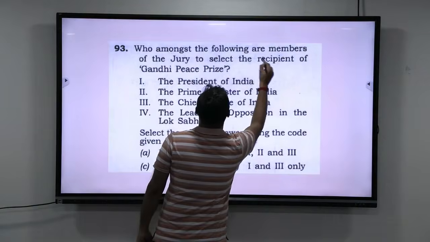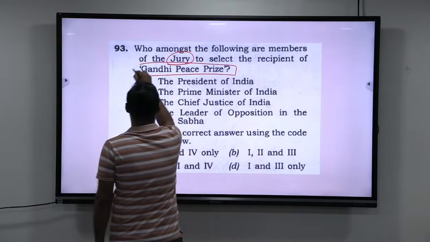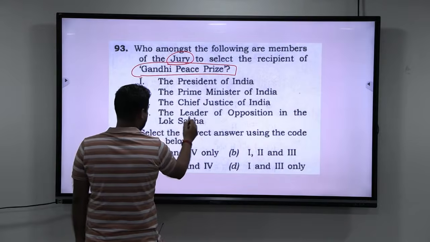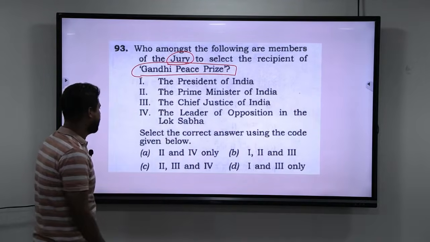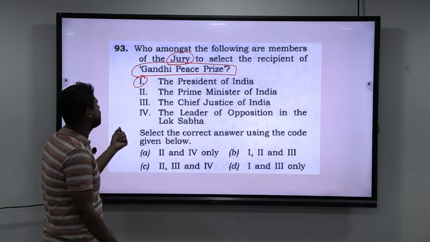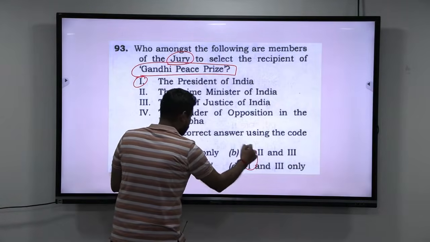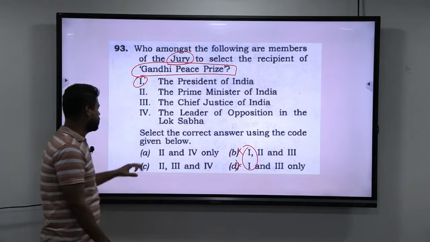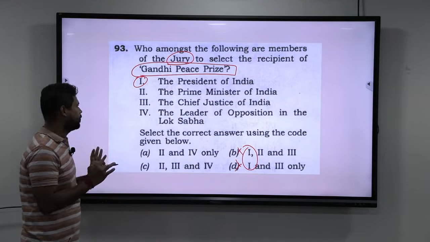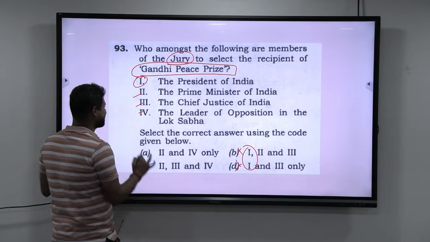Who amongst the following are members of the jury to select the recipient of the Gandhi Peace Prize? The President of India, the Prime Minister of India, the Chief Justice of India, the leader of the opposition in the Lok Sabha. Let us assume that the President is the nominal head, so the President will not be included in such a jury. Also, if you remove these two, you are still stuck with A and C. So that's what I told you, you either know or you don't know. But overall, the answer is 2, 3 and 4. That is, the answer is C.